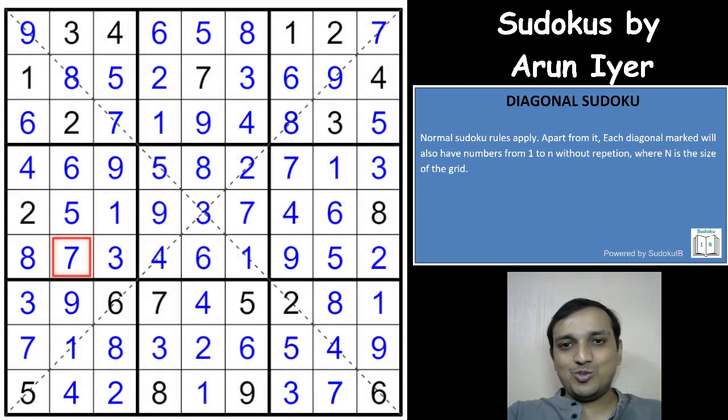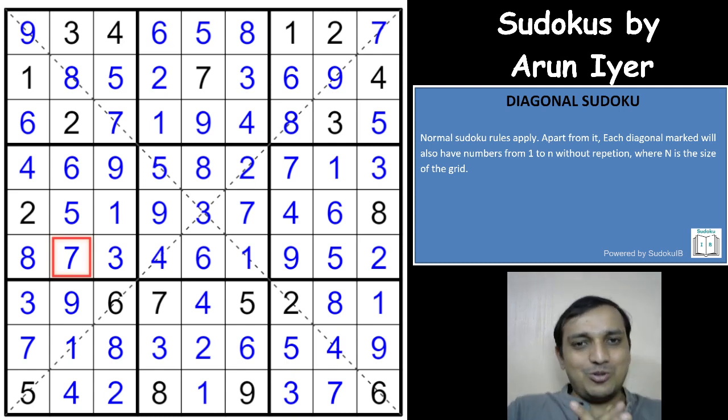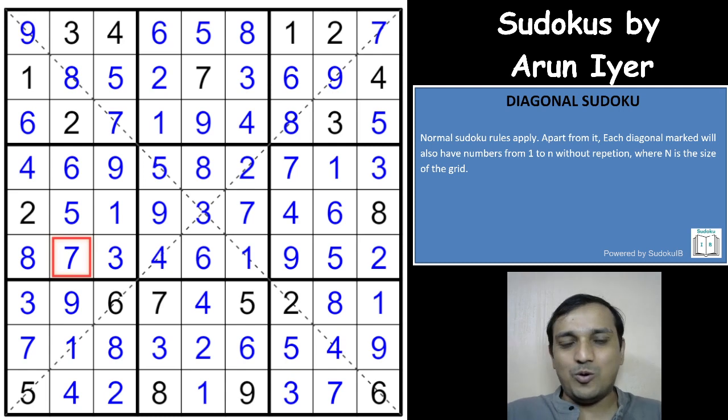What an amazing Sudoku this was, right? You cannot say that this Sudoku wasn't very good. Both of these Sudokus were really excellent. The logic in 6x6 diagonal was really amazing. Hats off to the author. Thanks a lot, Arun, for such a wonderful Sudoku.